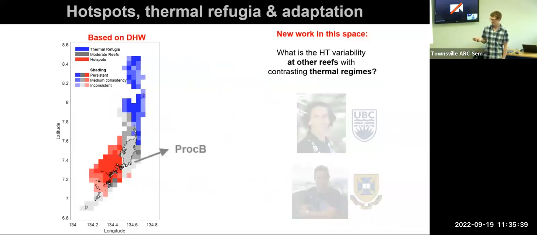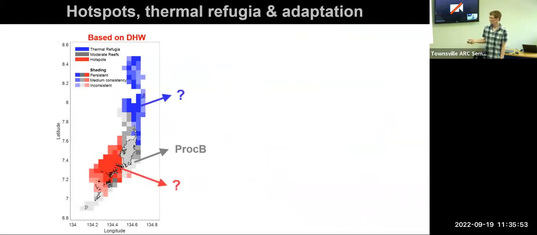So we already learned from the last two sections of this talk that there's a lot of heat tolerance variability from that one reef we've been looking at, which comes through as a grey, thermally moderate reef. But what about from these thermal refugia and hotspot reefs? How do the corals there look? And there's obviously a lot of mass bleaching data as well from this.